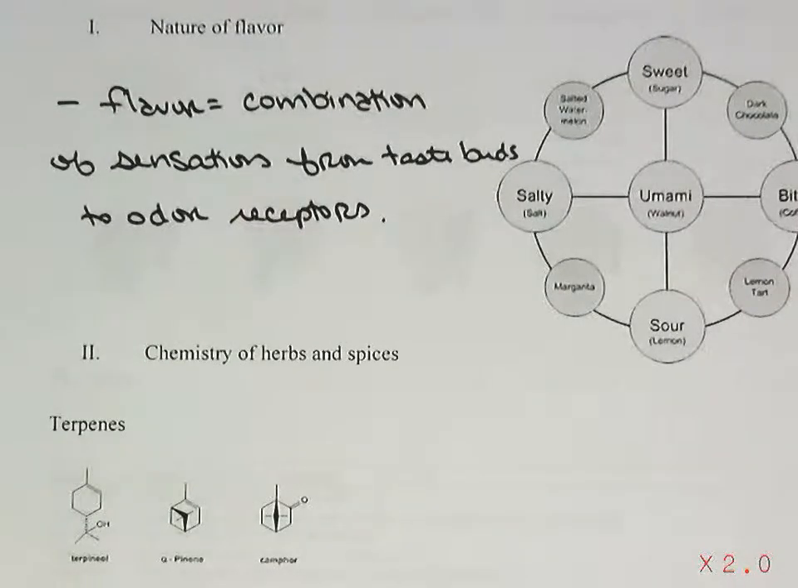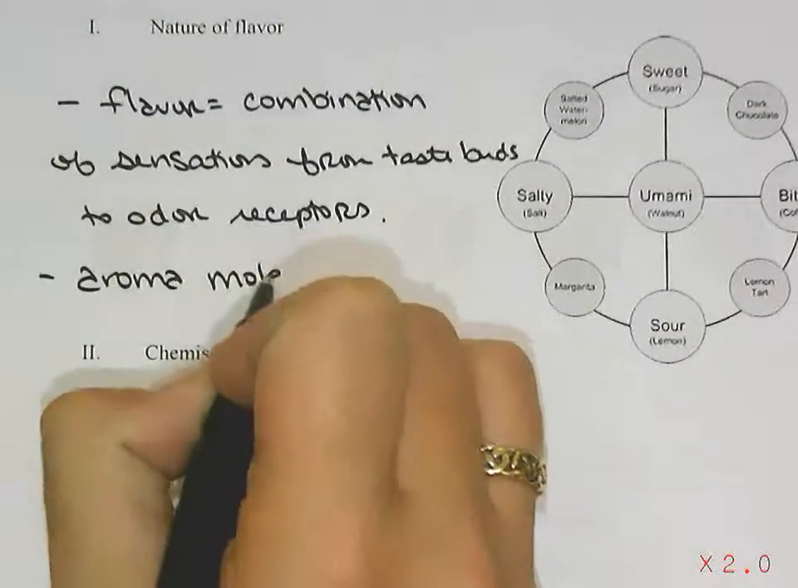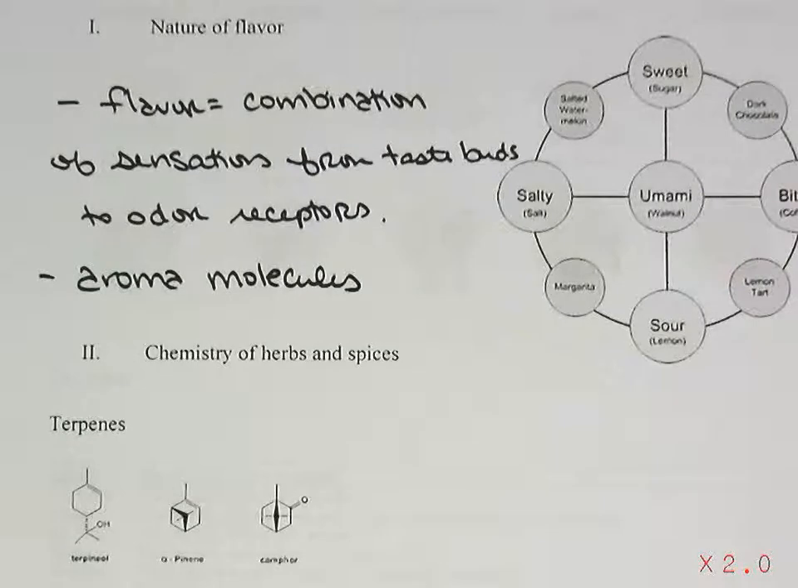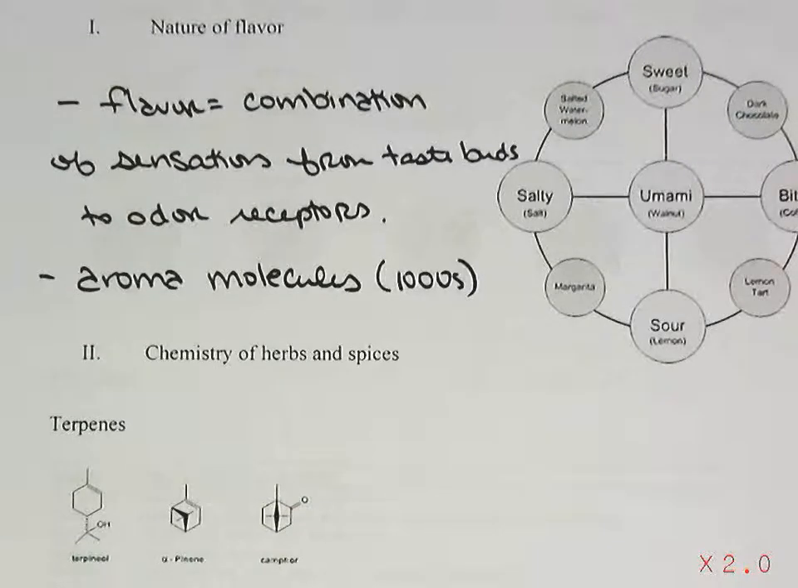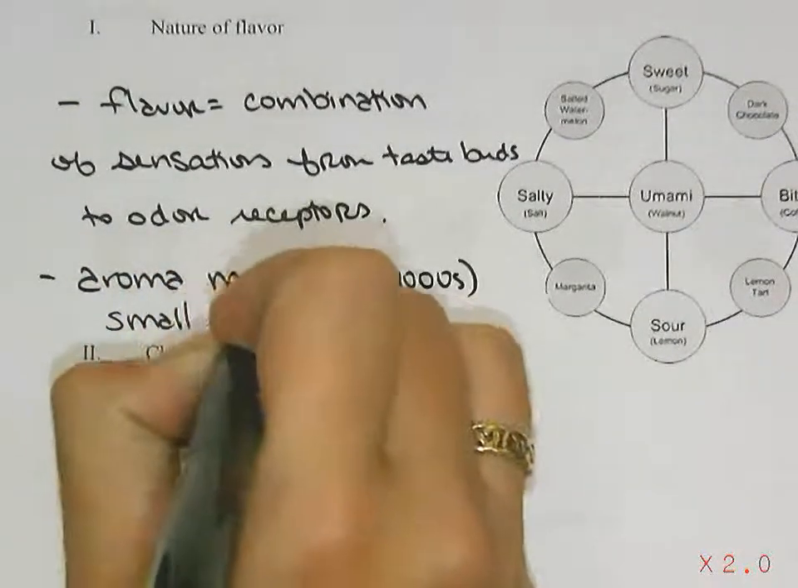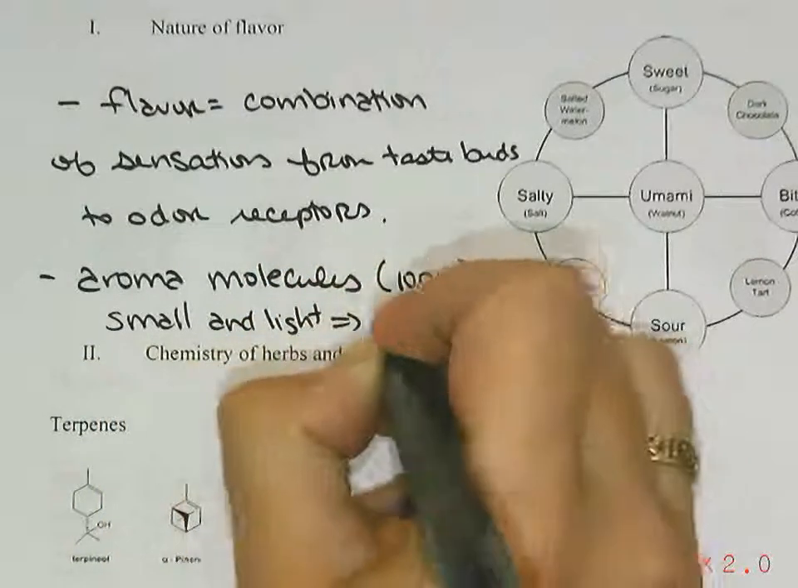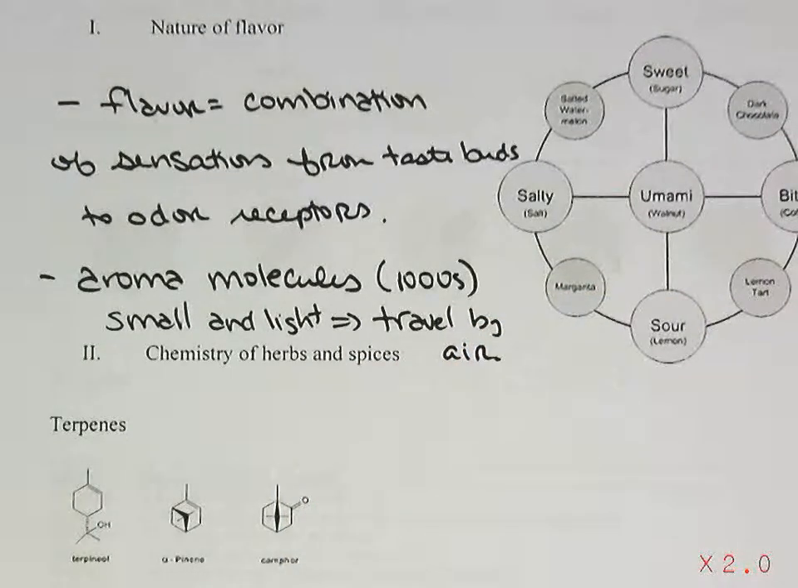And so it's really important to talk about these aroma molecules, because there are thousands of aroma molecules, and they do all kinds of different things to your senses. They're small enough and light enough to travel by air. So these are the things that you smell when you're cooking food. You're really smelling these aroma molecules.